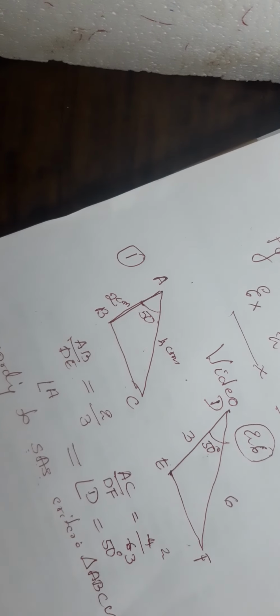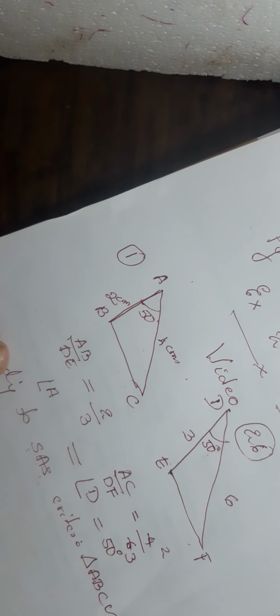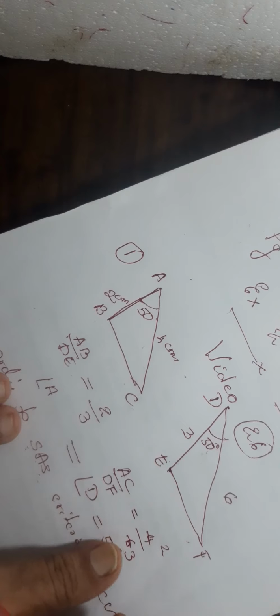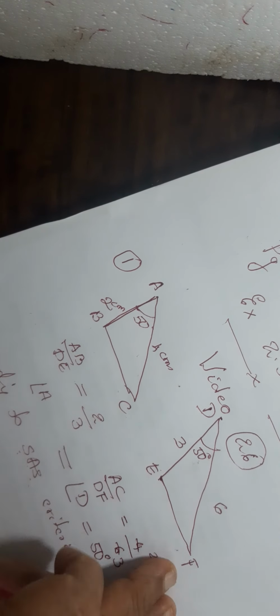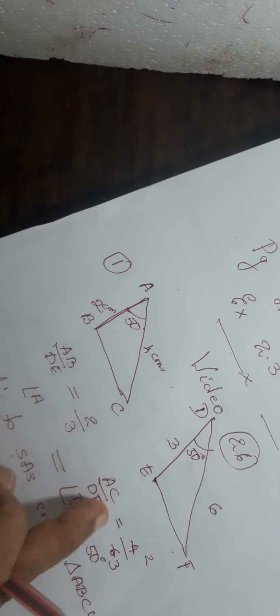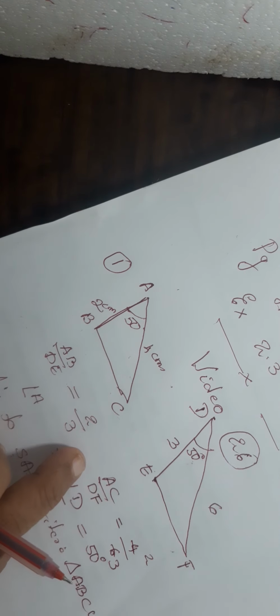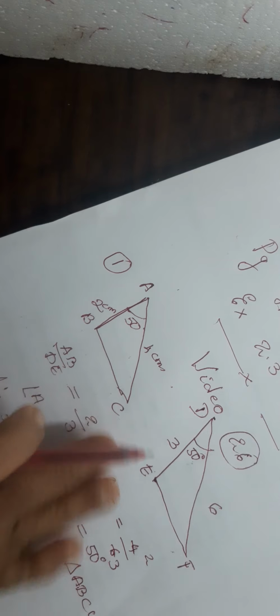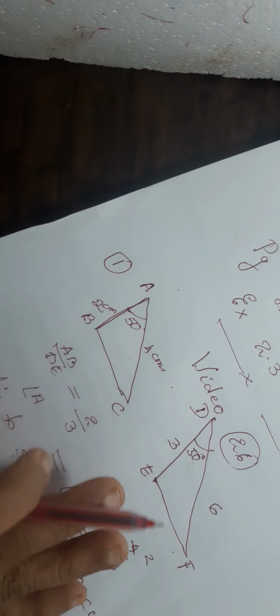So by using the SAS, I just showed you this. So how do you see whether two triangles are similar, and by which criteria? By looking at the figure only you should be able to say, and you should also read the problem, you will come to know. And this problem is according to SAS.